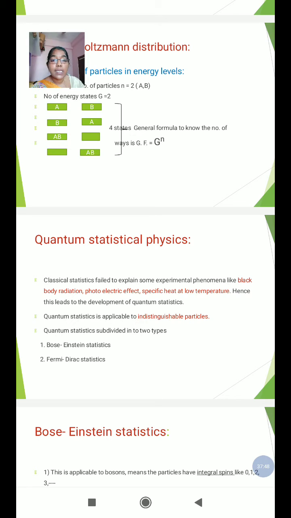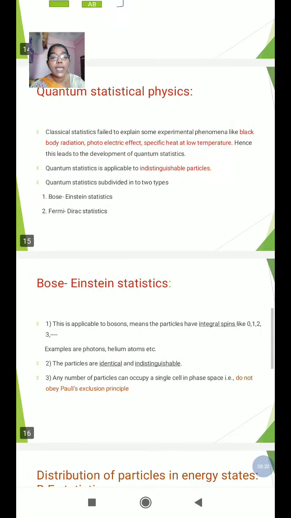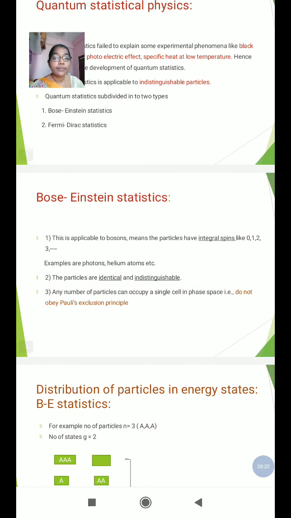One is Bose-Einstein statistics and the other one is Fermi-Dirac statistics. Bose-Einstein statistics was developed by Bose and Einstein, and Fermi-Dirac statistics was developed by Fermi and Dirac, who were also scientists. That's why it is called Fermi-Dirac statistics. And Bose-Einstein statistics, let us see here. This is applicable for only bosons.